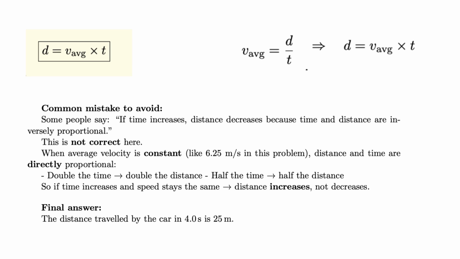When speed is steady, distance and time are directly proportional. Double the time, double the distance. Half the time, half the distance. So if time increases and speed stays the same, the car actually travels farther, not less. To sum up, given constant average velocity of 6.25 meters per second, in 4 seconds, the car covers 25 meters.